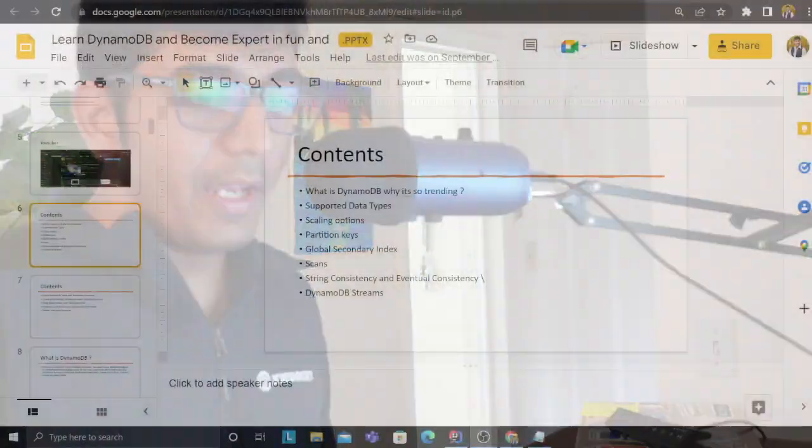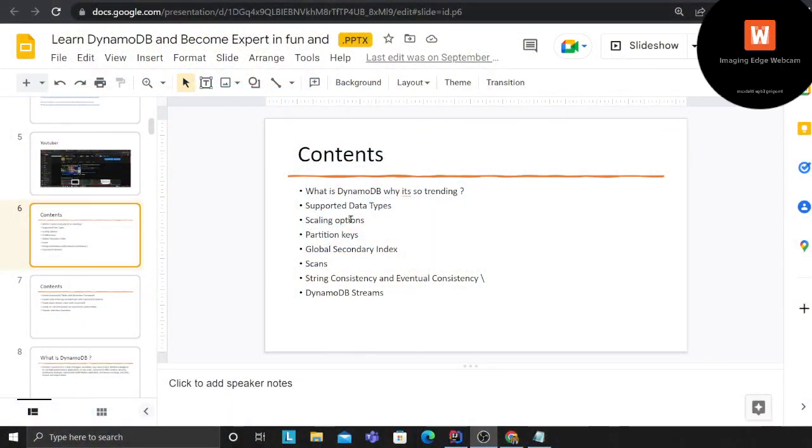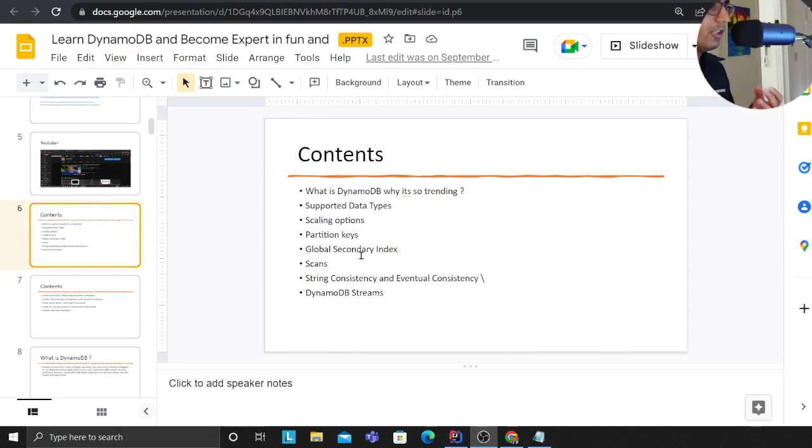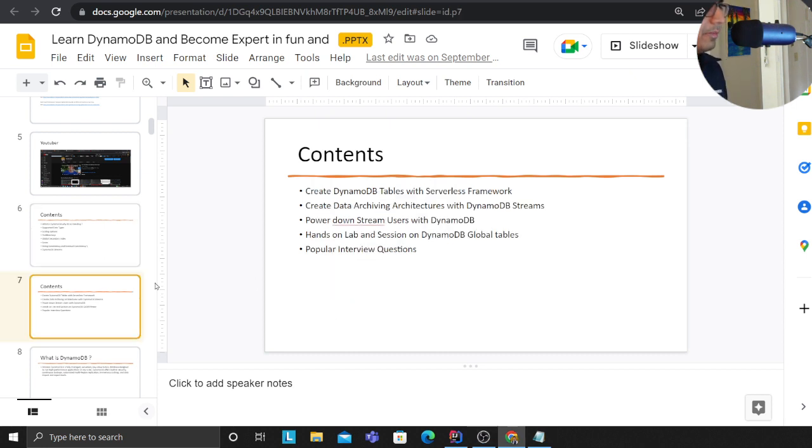So what to expect in these workshops? Again, I'll cover what is DynamoDB and why it is so trending. I'll cover data types, scaling options, partition key, global index, there is GSI, LSI, scans, strong consistency and eventual consistency, DynamoDB streams, and we have some amazing labs where I'll cover the basics.